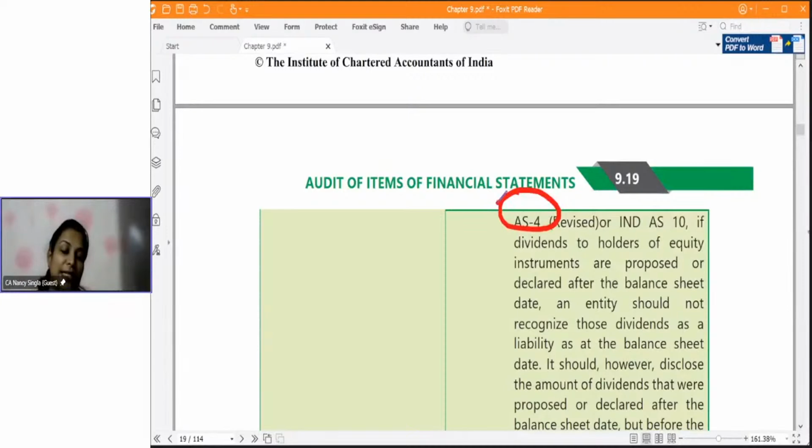So, contingencies and events occurring after the balance sheet date. With respect to the dividend, AS 4 says that if any dividend has been declared after the balance sheet date, it is not to be recognized as a liability. But yes, in the notes to accounts, the same should be disclosed.